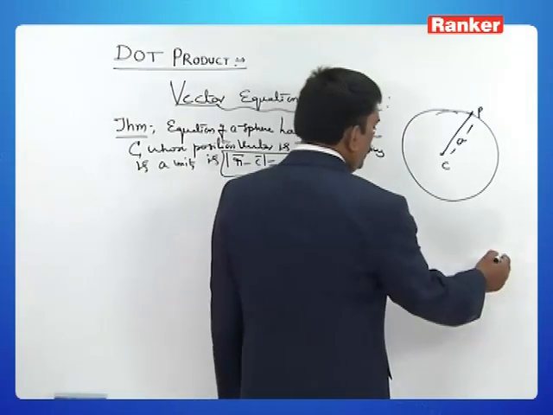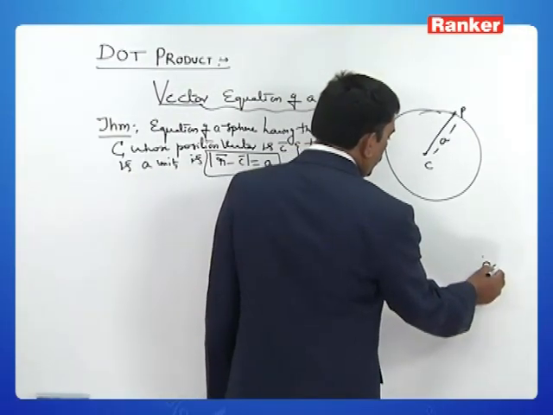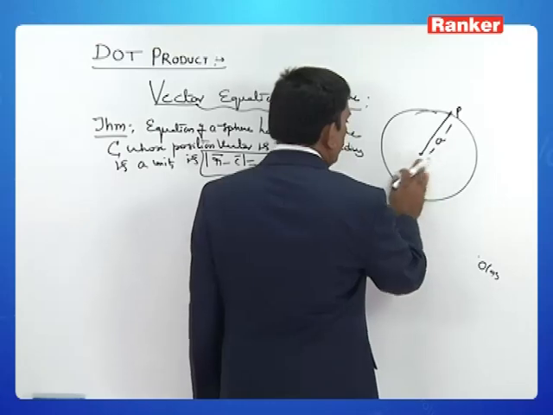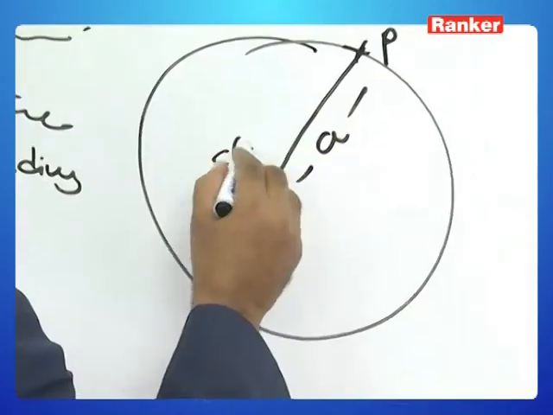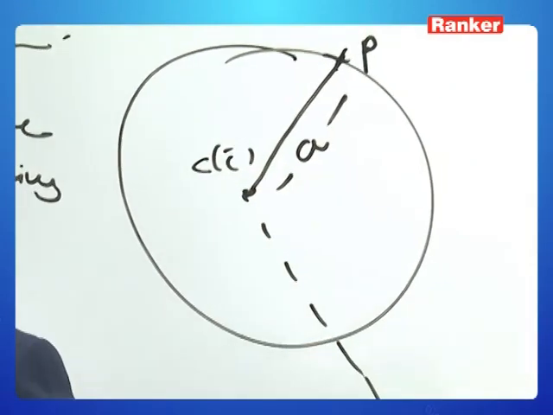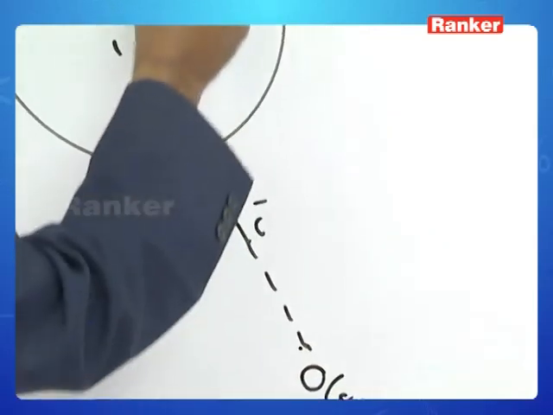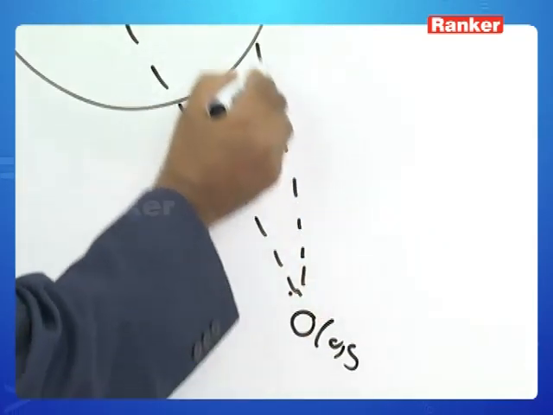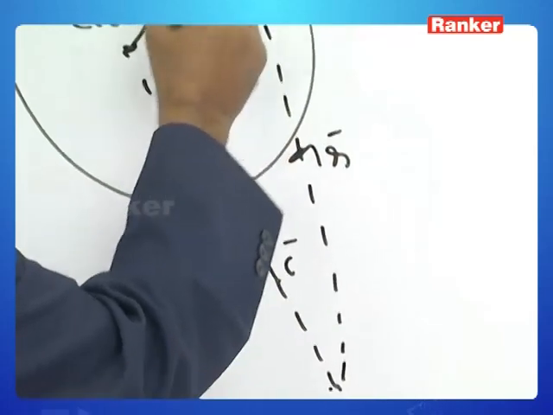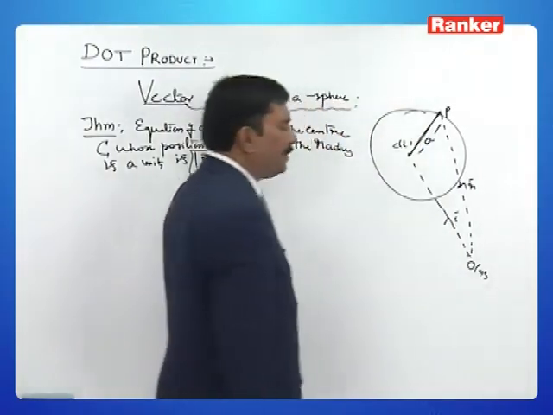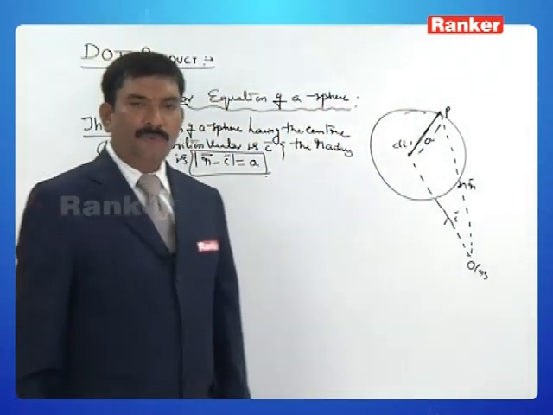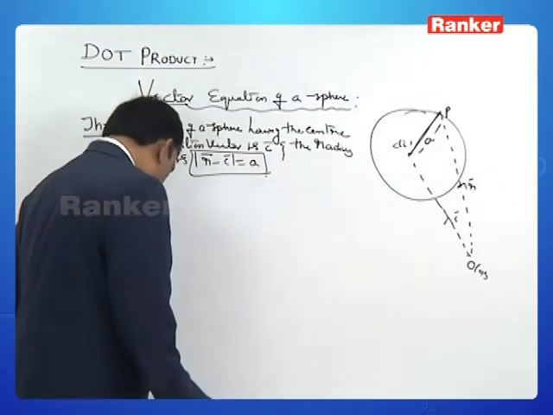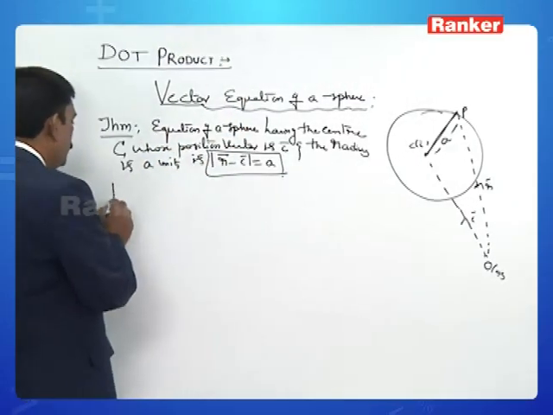Let us take this as O, the origin. This is the position vector C bar of the point C, and this is the position vector R bar. This length is A. Now I start like this. The proof of this is very simple.